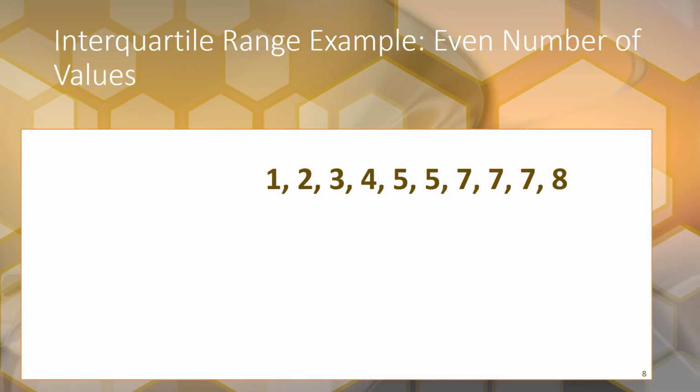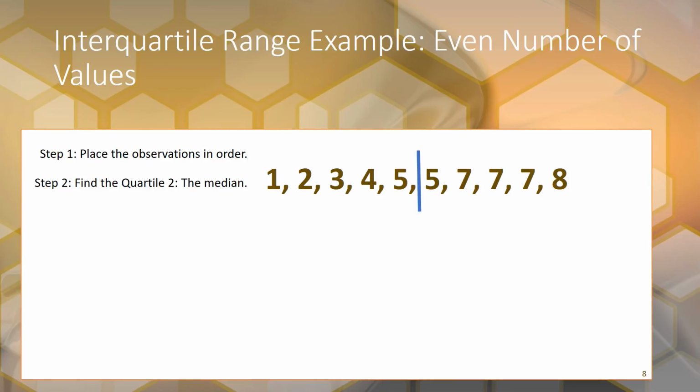Here's another example with an even number of values. Step 1 is to place the observations in order. It's already done for us. Step 2 is to find quartile 2, the median. Here we have kind of a tie for the median, so we're going to have to do our little trick and do 5 plus 5 divided by 2. So we add the 2 middle values and divide by 2 to get 5.